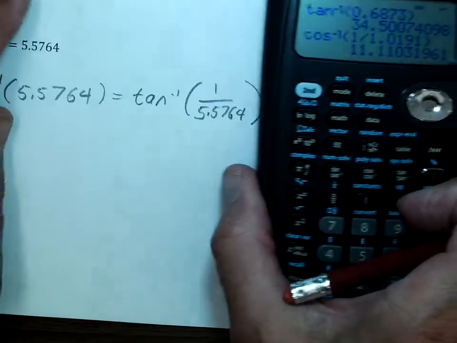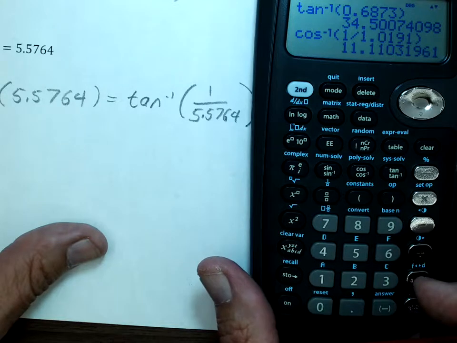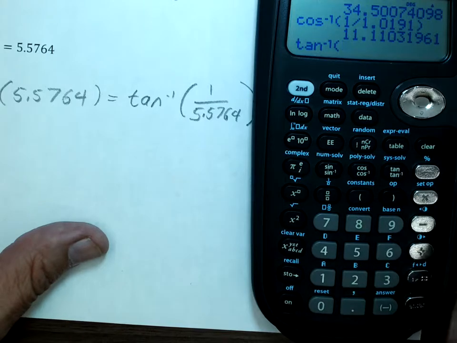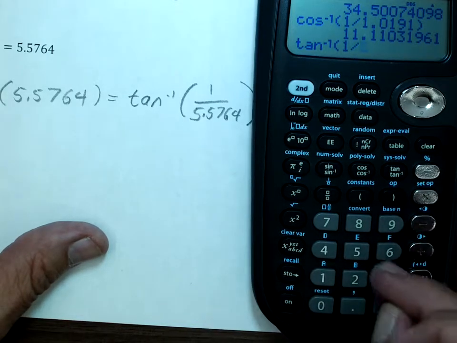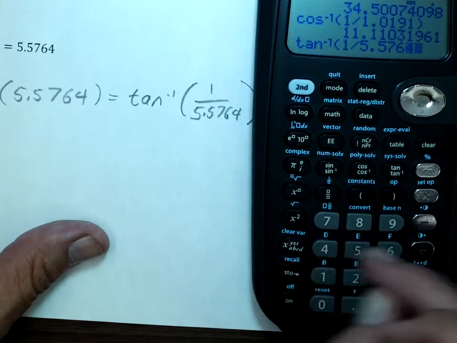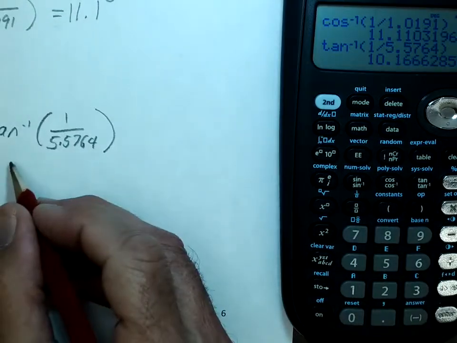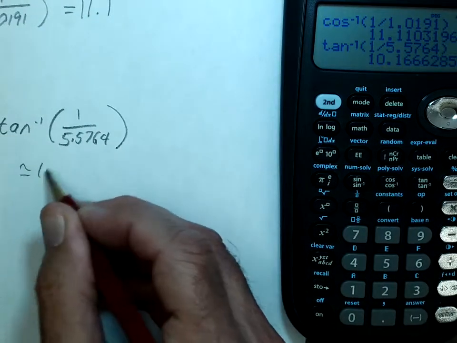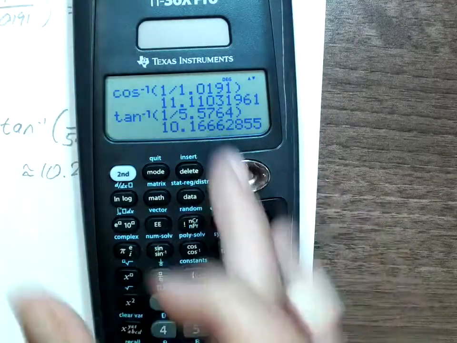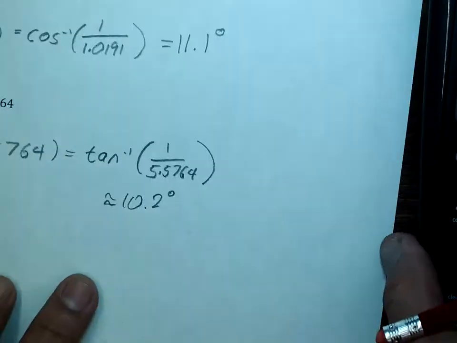So like I said, a lot of memorization on this stuff. Okay. So inverse tangent of 1 divided by 5.5764 is 10.2 degrees. Again, we're talking about angles. I'm just going to call it 10.2 because it was 1.66. So read the assignments carefully. How many decimals do we want?